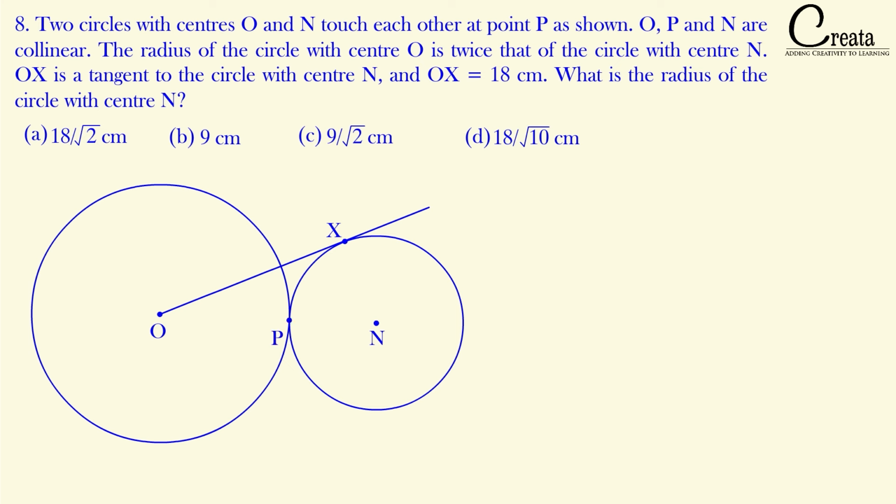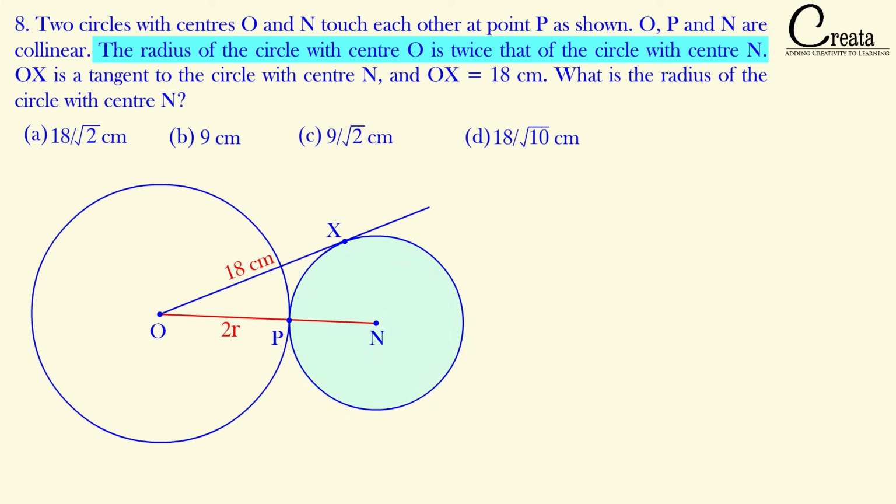Further, it is also given that O, P and N are collinear. It means these 3 points are on a straight line. Further, a tangent OX is also given, which is 18 centimeter. And the radius of the circle with center as O is given as twice the radius of the circle with center as N. PN is the radius of the circle with center as N. Let's take it as R. So the radius of the circle with center as O will be 2R.